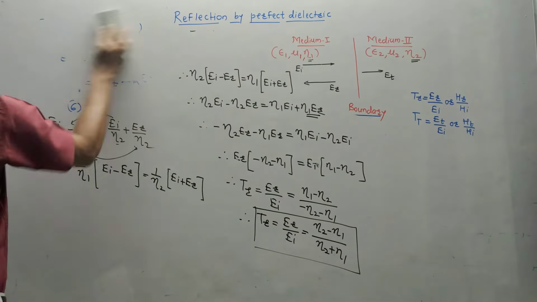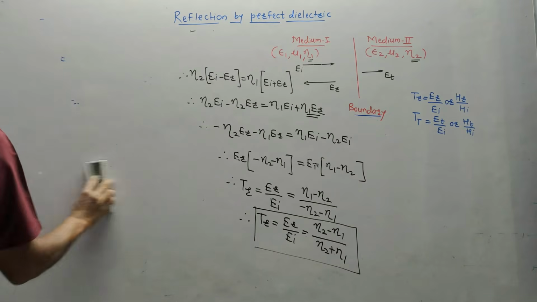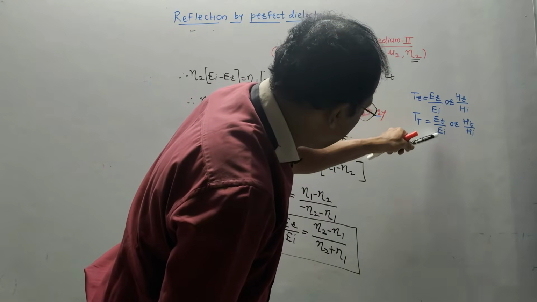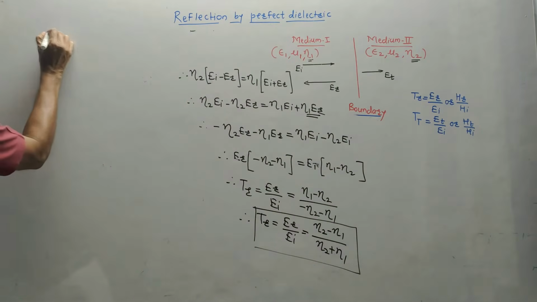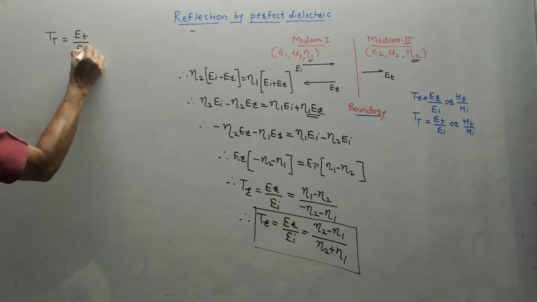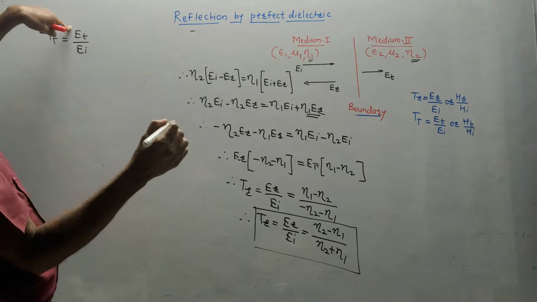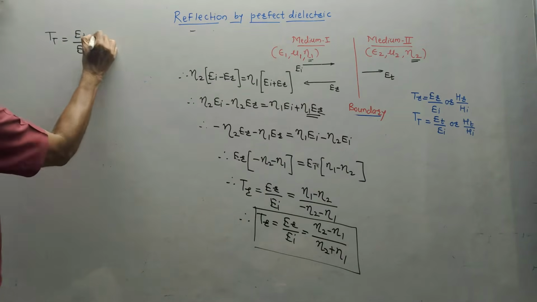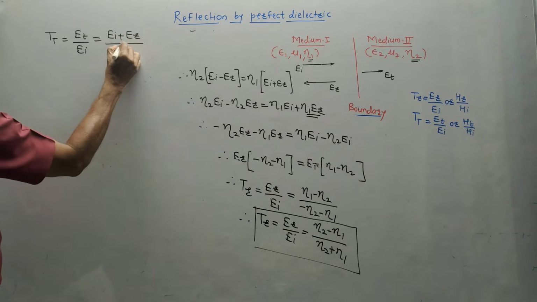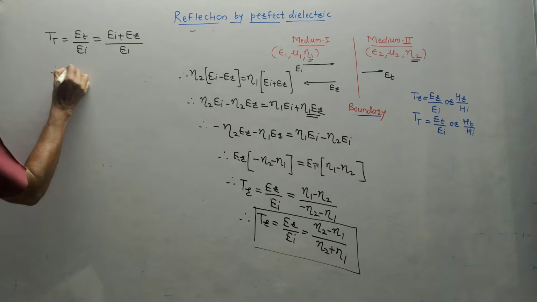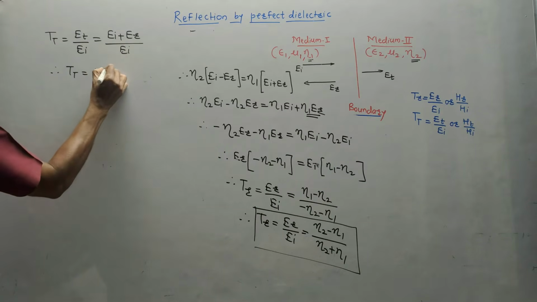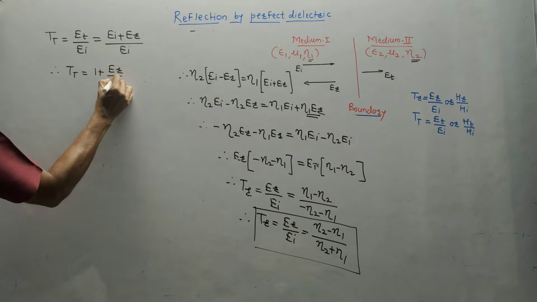Second parameter, what I need, I want the transmission coefficient in terms of E bar. So it is given as ET upon EI. So first I will write this formula, TT is equals to ET upon EI. Just now we discussed ET is equals to EI plus ER. So put this value, ET is EI plus ER upon EI. So this gives, divide each term by EI, so it becomes 1 plus ER upon EI.